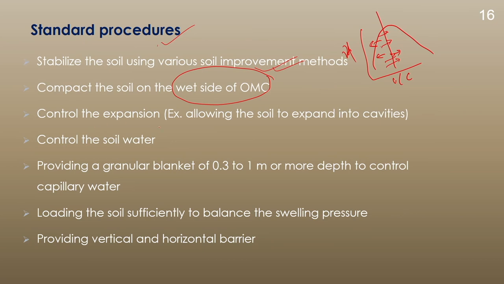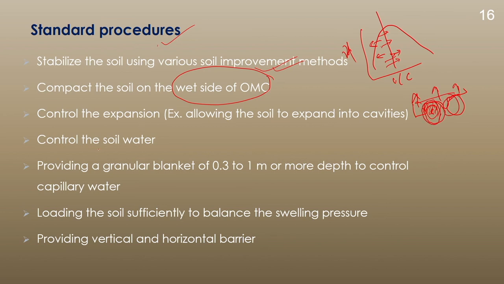Then control the expansion. For example, allow the soil to expand into the cavities of the footing or structure. Say for example, if we provide a footing with this kind of cavity, then the soil will expand into these cavities. Therefore, the expansion will be limited to this cavity portion and it will not lift the structure. All this expansion behavior of the soil will be arrested within this cavity.